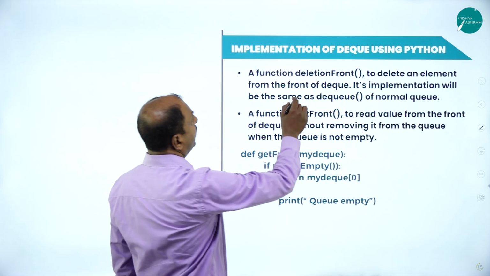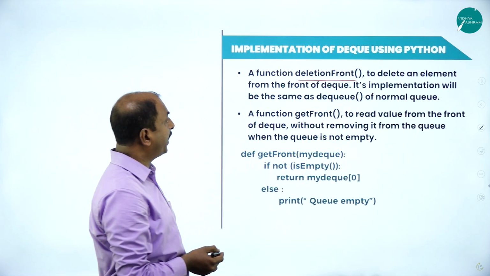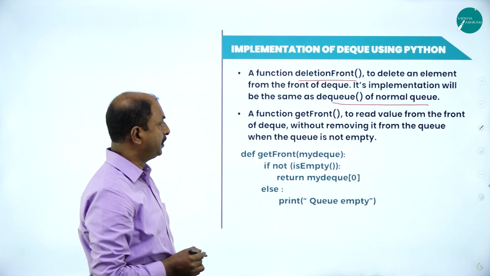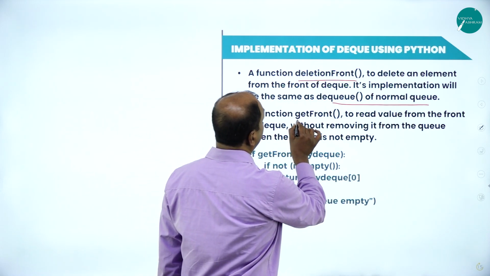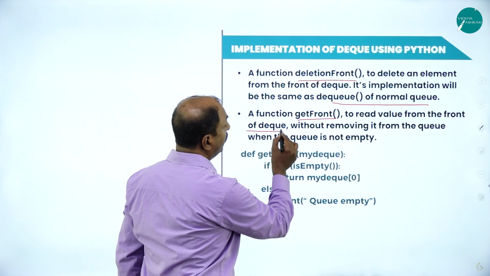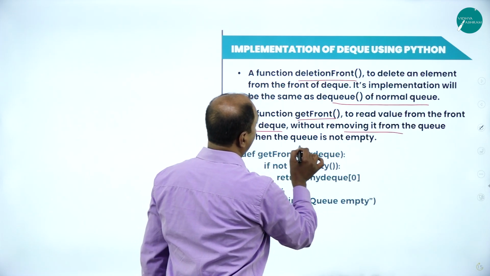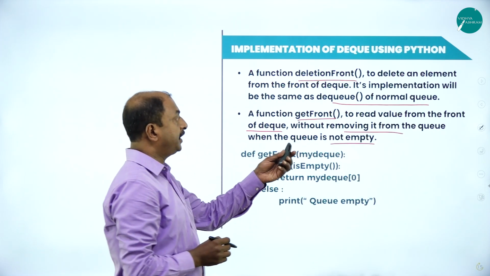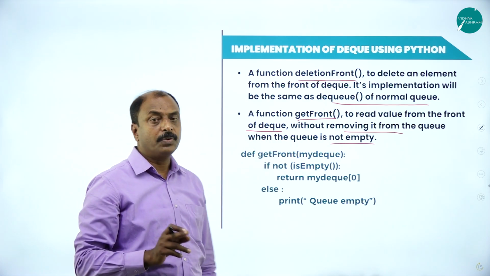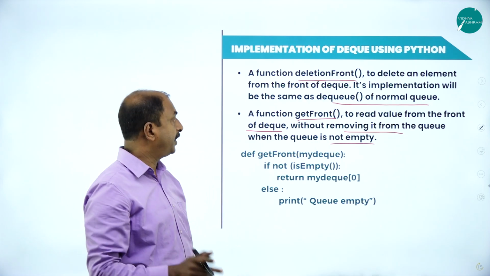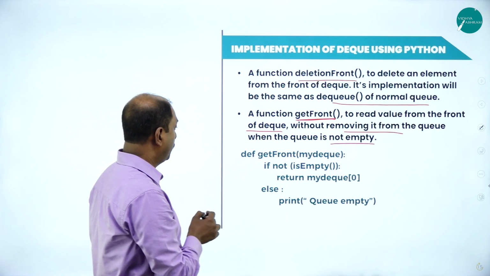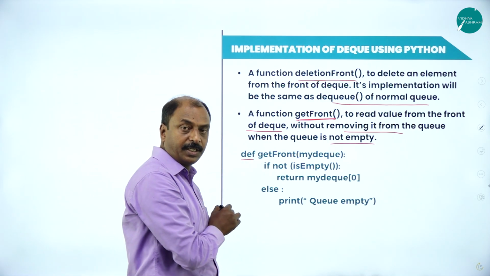In the next slide, deletion front. Deletion front is a normal deletion function, as with a normal queue operation. And the next one is the get front function. This reads the value from the front of a DQ without removing it from the queue, when the queue is not empty. If you remember, we used a peek function in a normal queue to read the element from the front pointer, to read the value without removing it from the data structure DQ. So here we are defining a function with def.